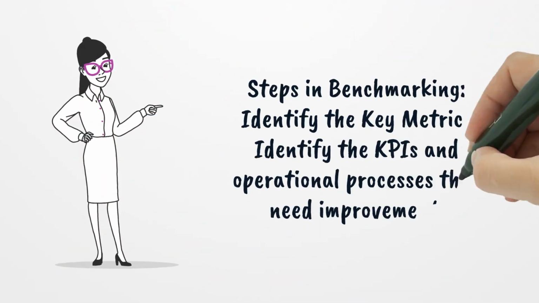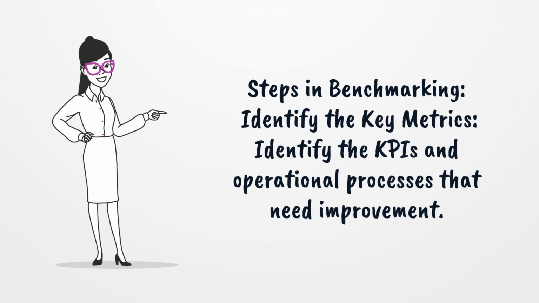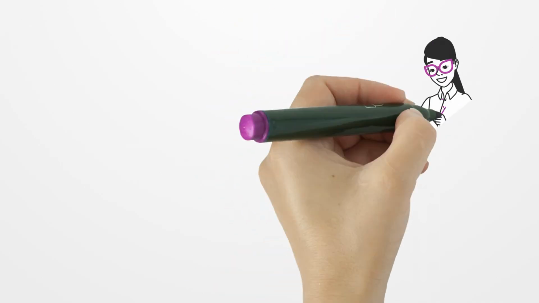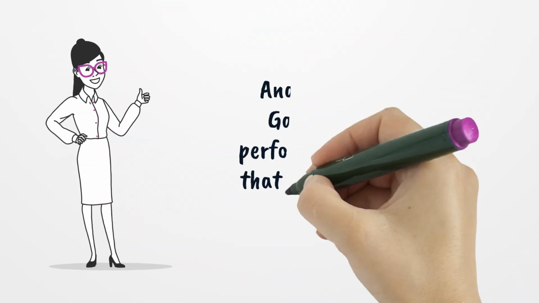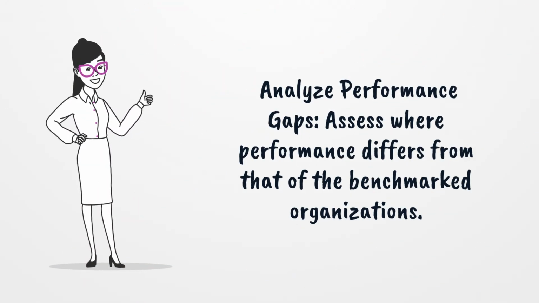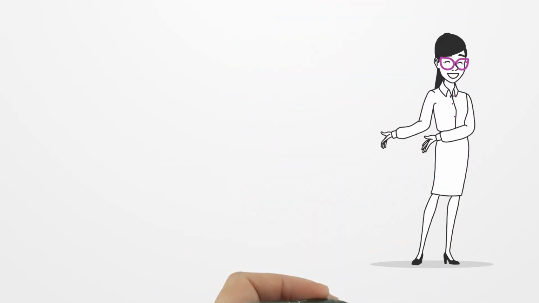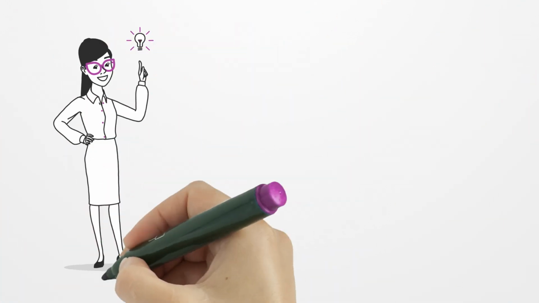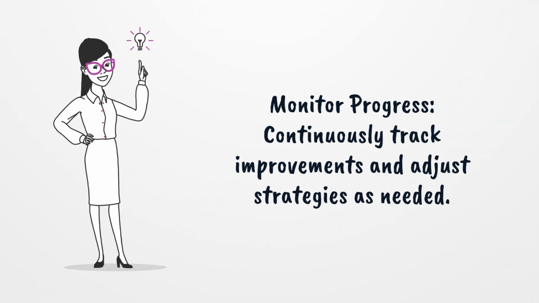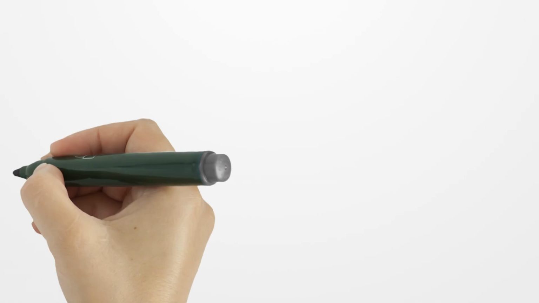Steps in benchmarking. Identify the key metrics. Identify the KPIs and operational processes that need improvement. Select benchmarking partners, choose relevant organizations, competitors or industry leaders to compare performance with. Analyze performance gaps, assess where performance differs from that of the benchmarked organizations. Develop action plans, create strategies to close performance gaps by adopting best practices or process improvements. Monitor progress, continuously track improvements and adjust strategies as needed.